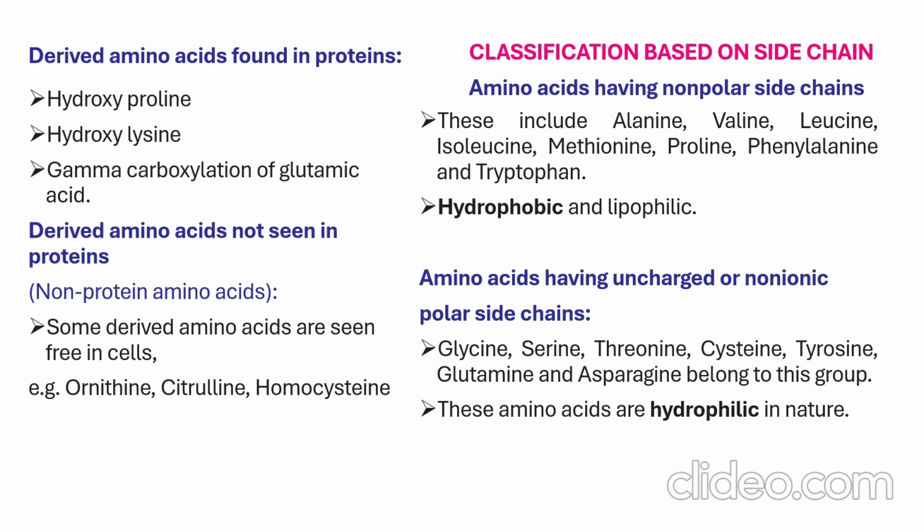Amino acids having uncharged or non-ionic polar side chains. Glycine, serine, threonine, cysteine, tyrosine, glutamine, and asparagine belong to this group. These amino acids are hydrophilic in nature. Tyrosine and cysteine may show hydrophobic character when present in the interior of the protein.